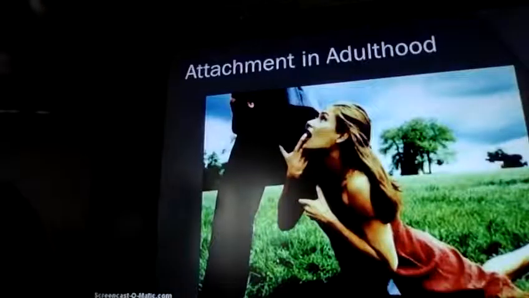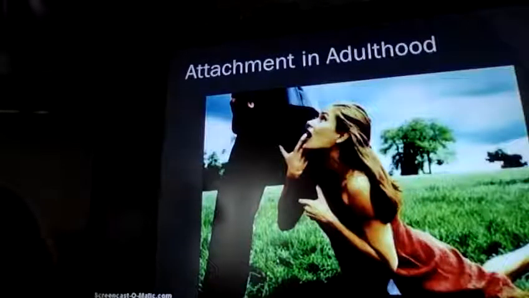Attachment continues into adulthood. So do you think that our attachment styles with our parents transfer to our attachment styles in adulthood? Does our attachment style with our parents when we were young continue to be similar to our attachment style with our parents when we are adults? How about our attachment style with our romantic partners when we're adults? Do you think it's possible to change our attachment styles?